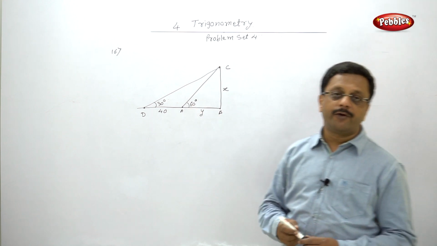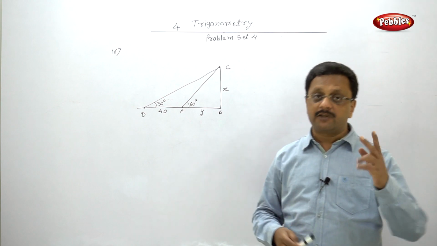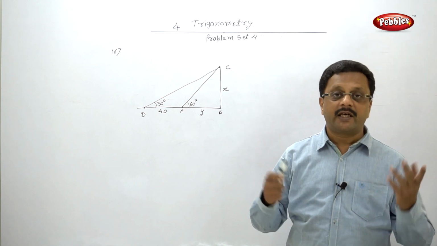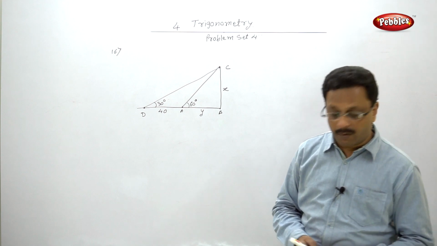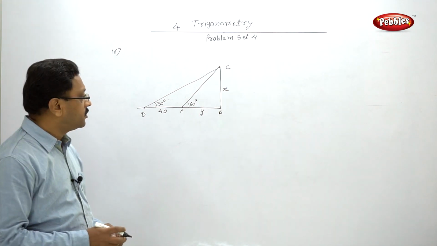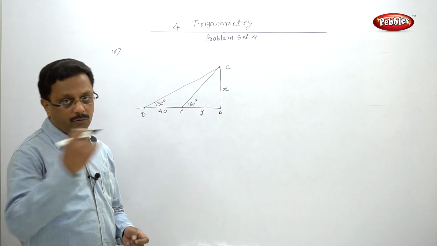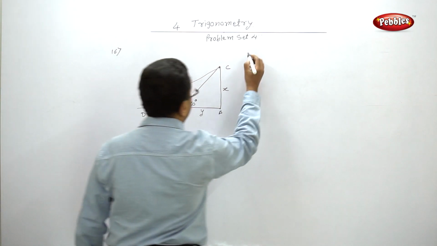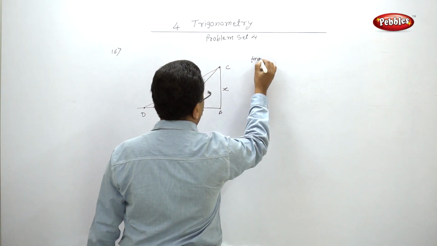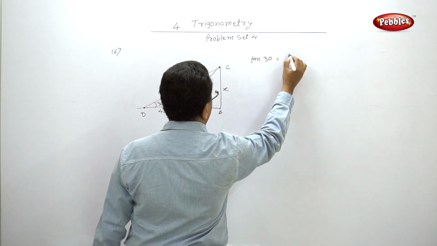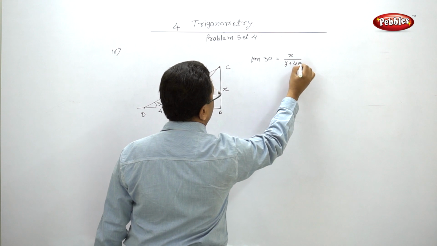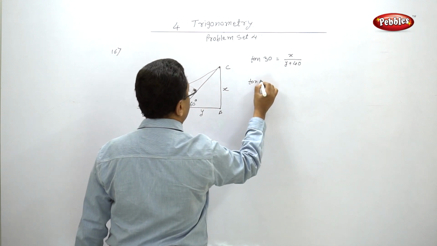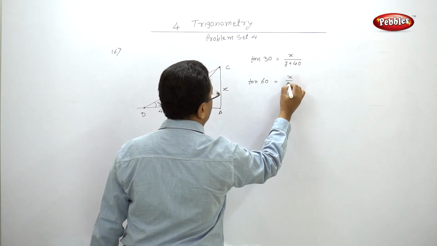So please pause your video. You have now two variables and two equations. So you can easily find out the value of x and y. Please solve it now. Let us see this. I am not going to solve up to the solution, but let us write down. Tan 30 is equal to x upon y plus 40, and tan 60 is equal to x upon y.